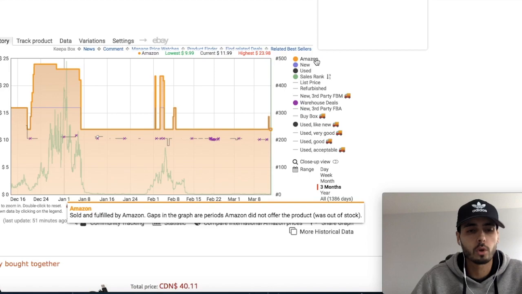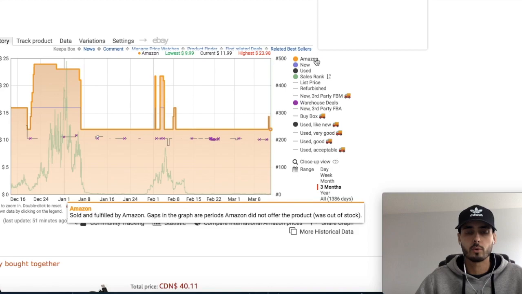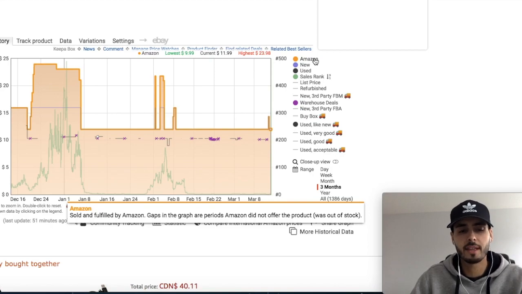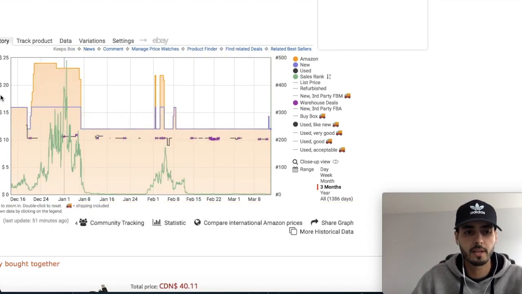Okay, so the orange line is solid. That means that Amazon has stayed in stock for the last 3 months, the entire time. There's no gaps in the orange line. They have remained in stock the whole time. Now, what you can see about the orange line is that it's actually gone up and down a couple times. And what that means is, if we look over on the left-hand side of the screen here, it going up and down means that it has actually changed price.